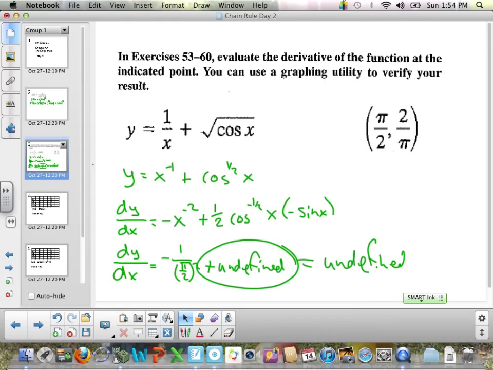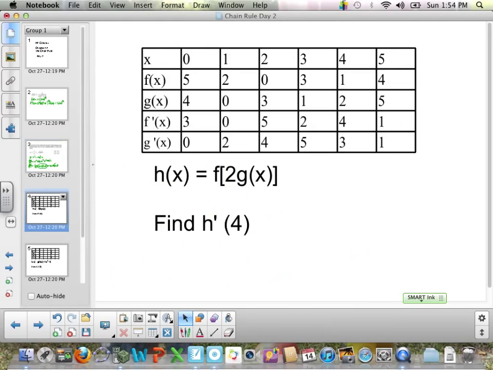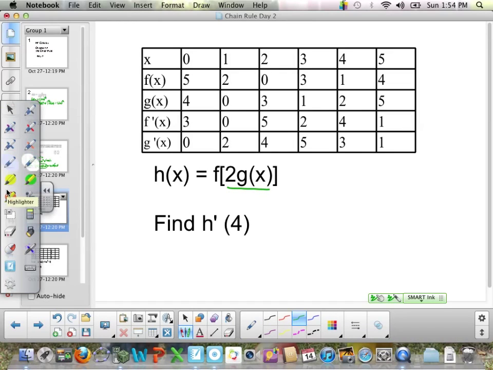Let's look at the chain rule in another role. What if we start with something like this? How do we find the derivative off of tables? Well, you apply the same rules. Here we have a function inside of another function. That's chain rule.